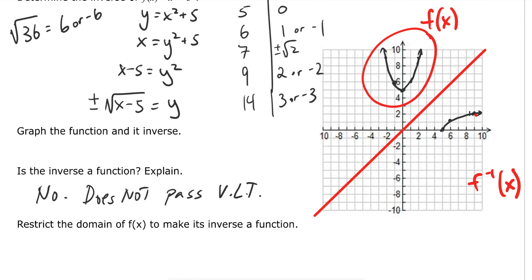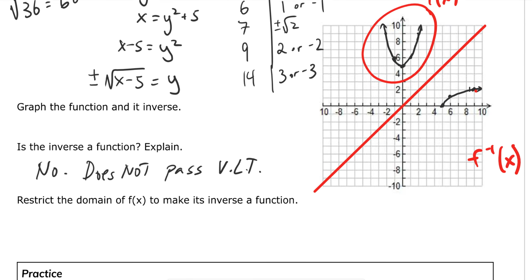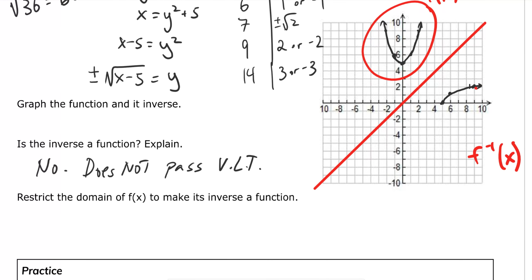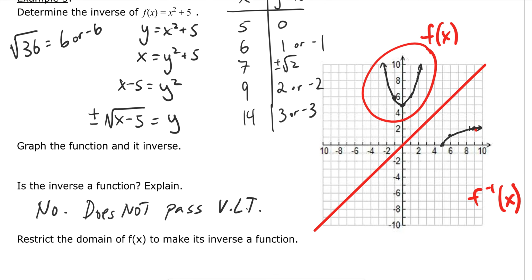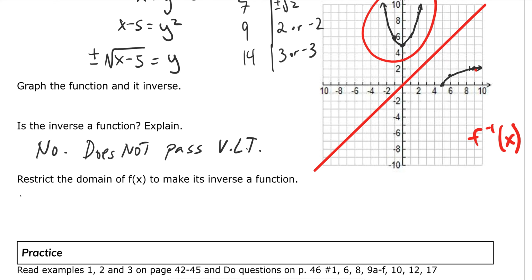So what restriction would you make? Well, I would have to restrict the domain of f of x. So what would that look like? Well, let's talk about the domain of f of x. What's the domain of f of x? Every real number. What's the range? Well, y is greater than or equal to 5.